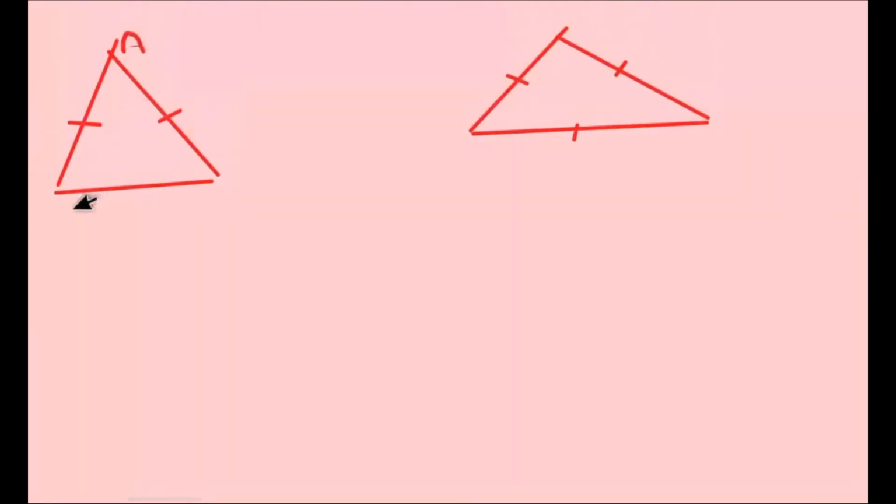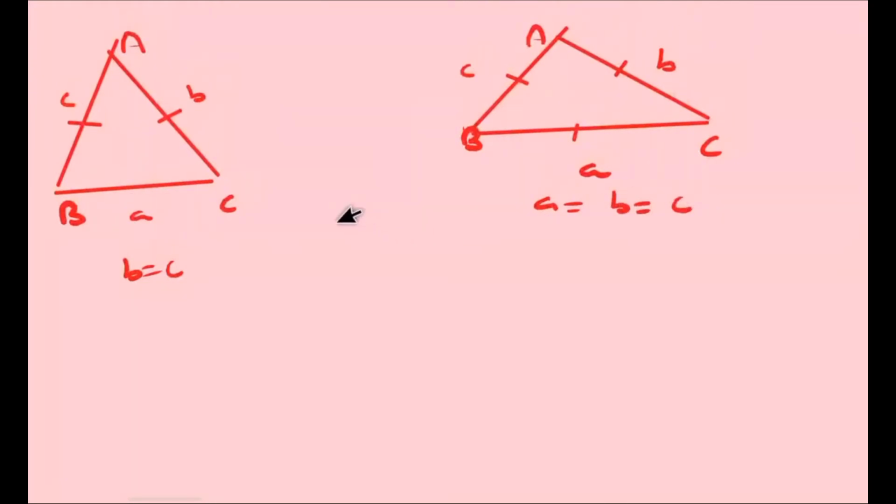Let this triangle be A, B, C. This is A, this is B, and this is C. Here we can see B equals C. And here, let this triangle be A, B, C. Here we can say A equals B equals C. So this one is known as an isosceles triangle, and this one is known as an equilateral triangle.